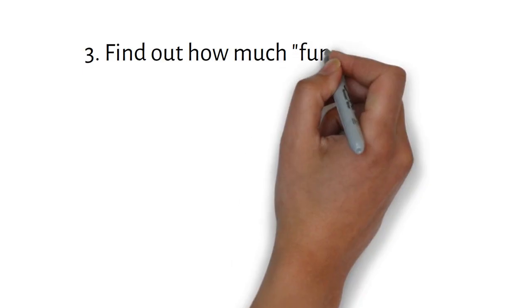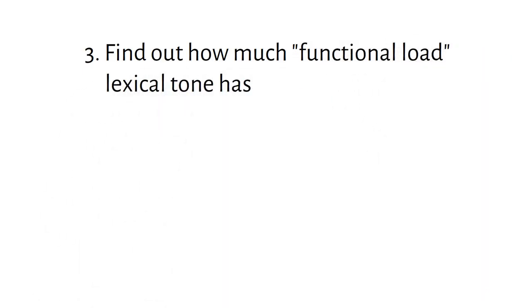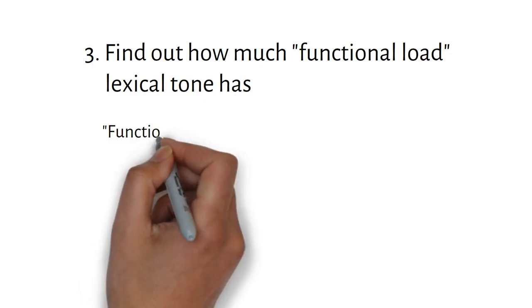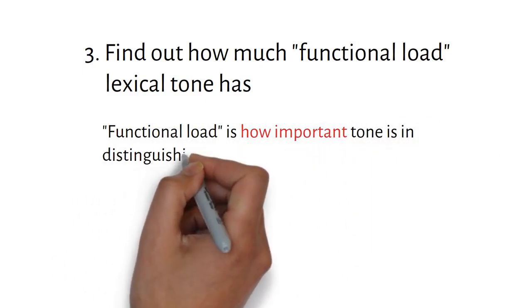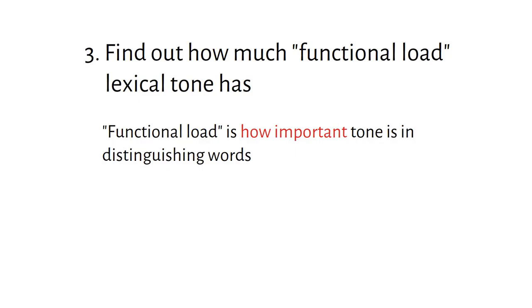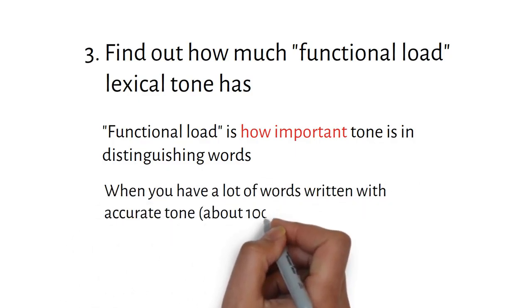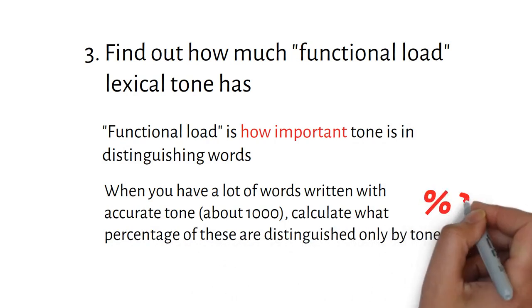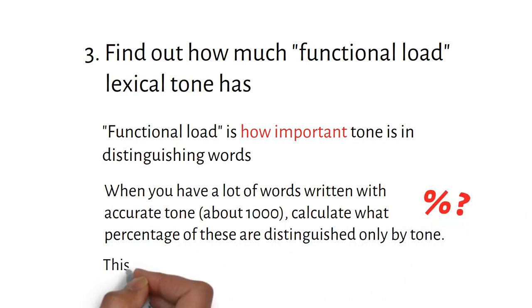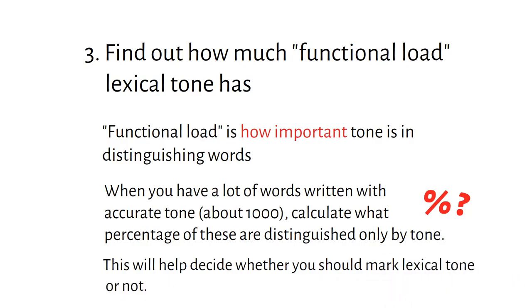Third, find out how much functional load lexical tone has in the language. Functional load is how important tone is in distinguishing words. When you have a lot of words written with accurate tone, calculate what percentage of these are distinguished only by tone. This will help you decide whether you should mark lexical tone in the language or not.